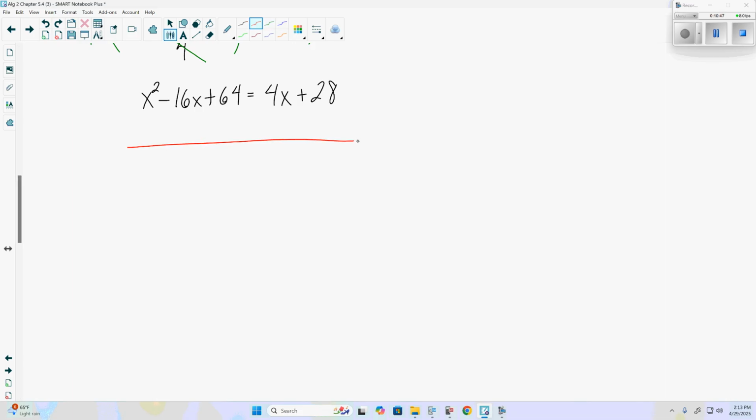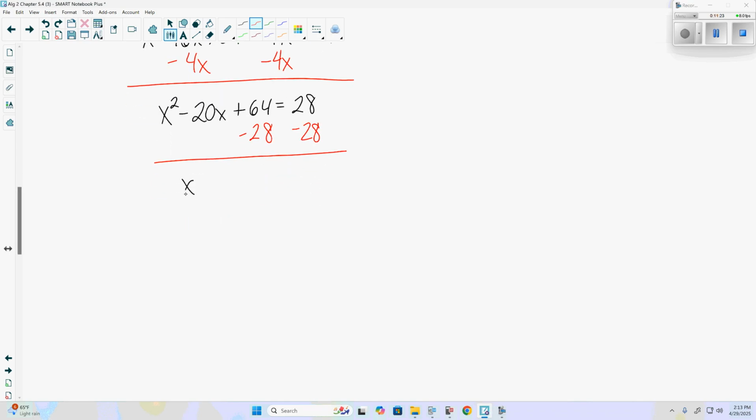Well, we don't have any radicals anymore. So now we can just move to solve. Because if we did, we'd go back and repeat steps 1 and 2 and keep doing that until they're all gone. We can subtract 4x from both sides, telling us x squared minus 20x plus 64 is equal to 28. Subtract 28 from both sides. Minus x squared minus 20x plus 36 equals 0.